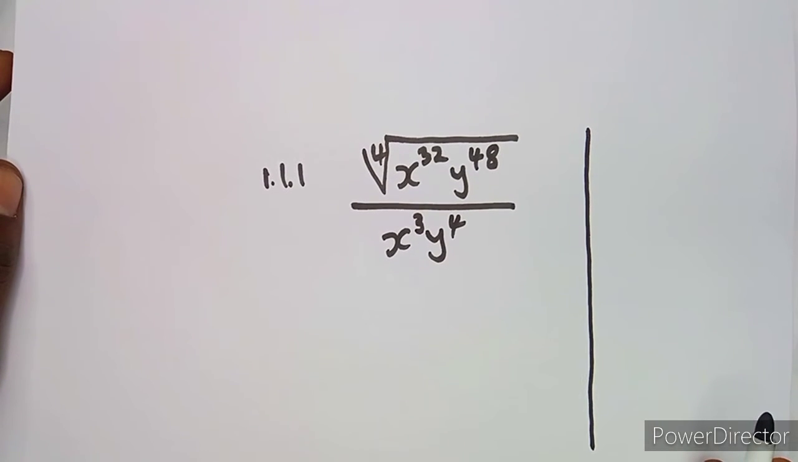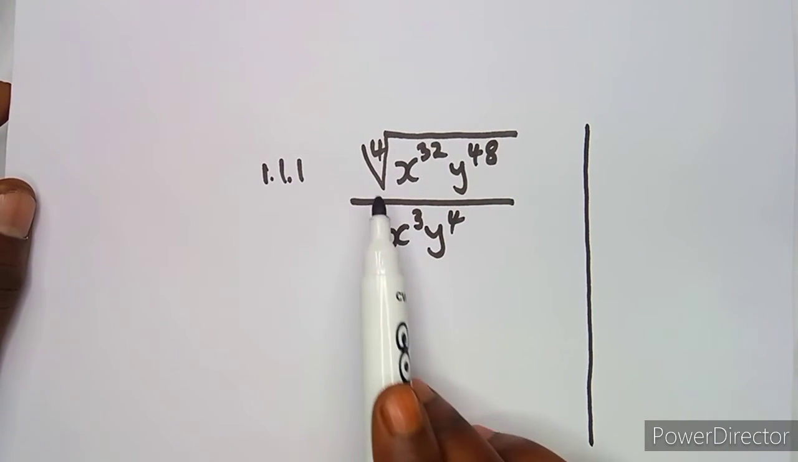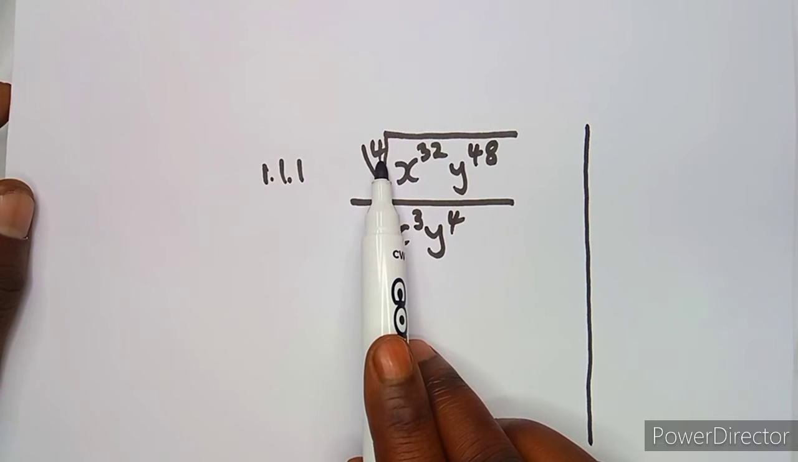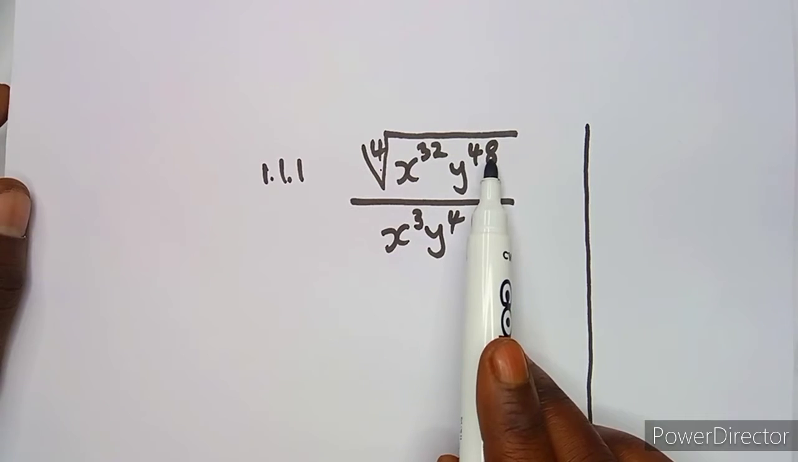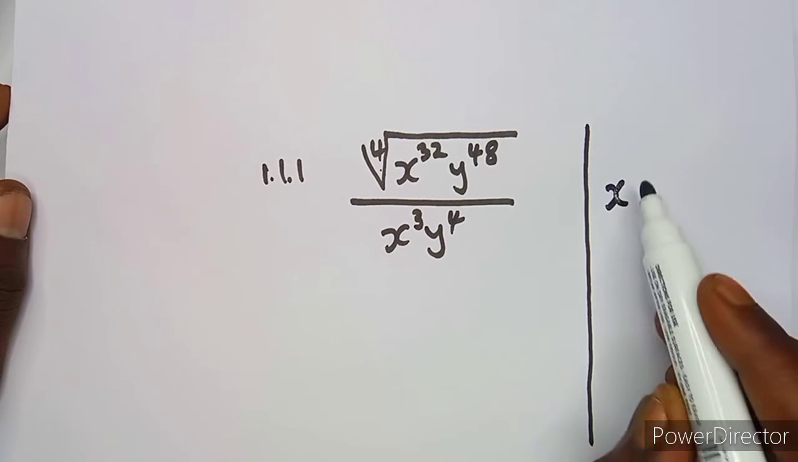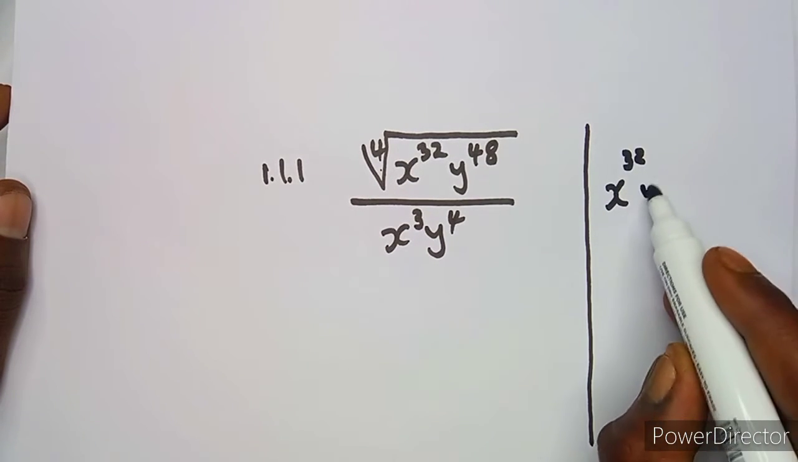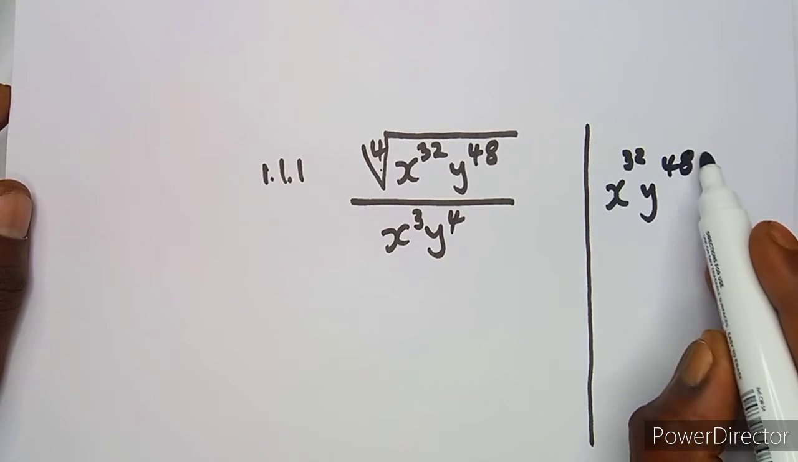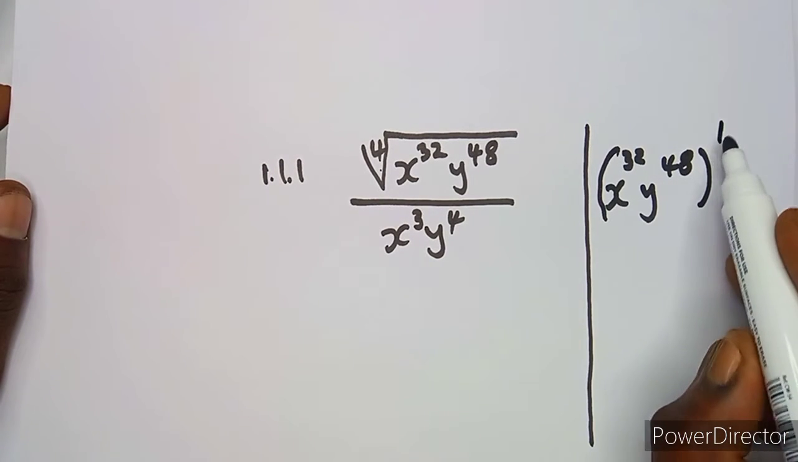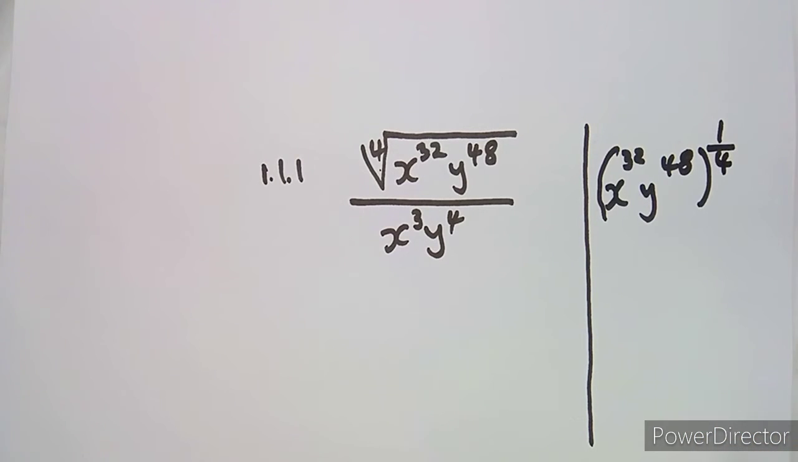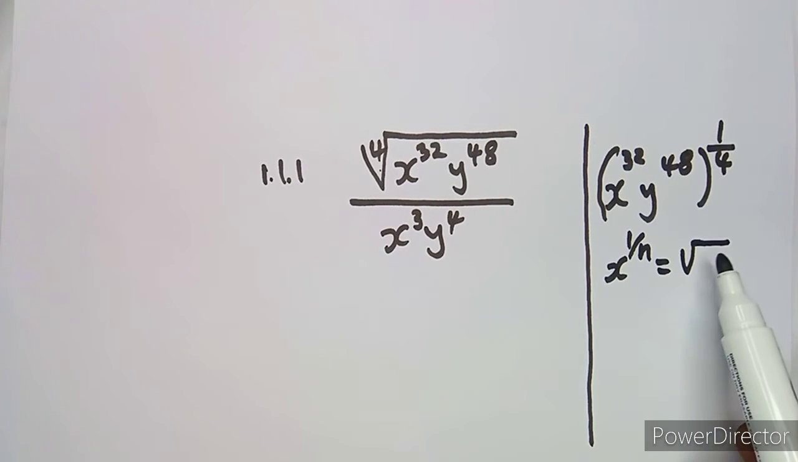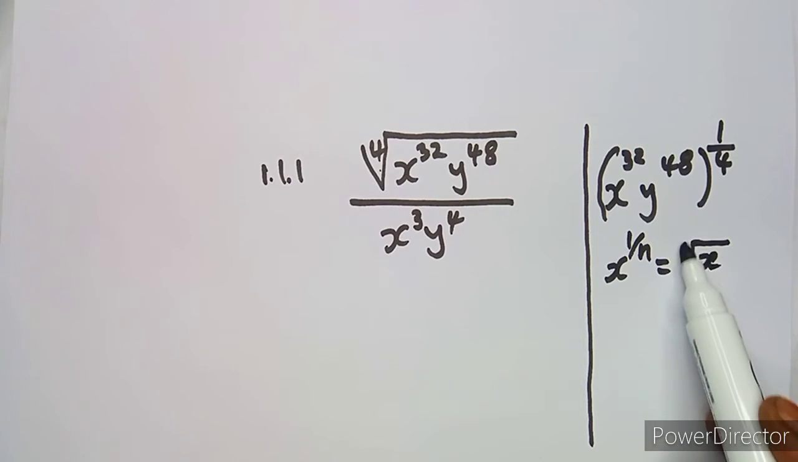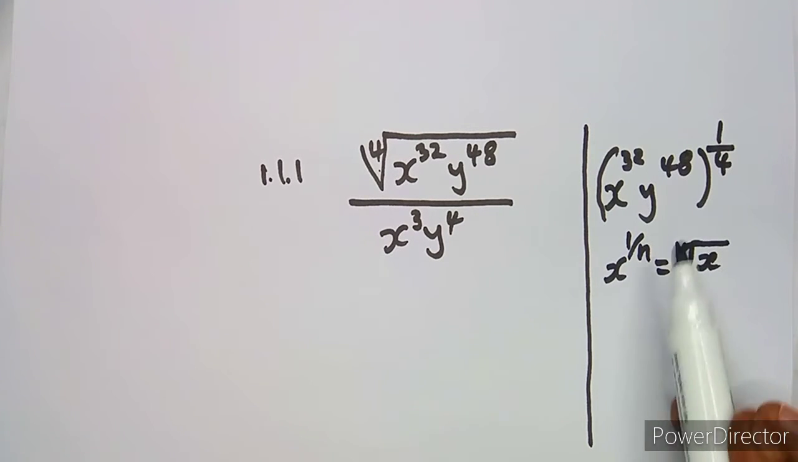What you need to understand from the basic concept of your exponents, we know that this fourth root of the part that we are given, x to the exponent of 32, y to the power 48, means the same thing as x to the exponent of 32, y to the exponent of 48, everything to the exponent of 1 over 4. That is what this part means from our laws of exponents. Remember, when you are given x to the exponent of 1 over n, that is the nth root of x. So this is the law that you're going to use.